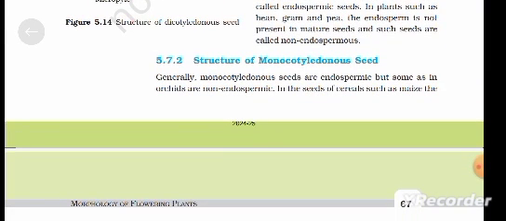Structure of a monocotyledonous seed. Generally, monocotyledonous seeds are endospermic, but some, as in orchid, are non-endospermic.